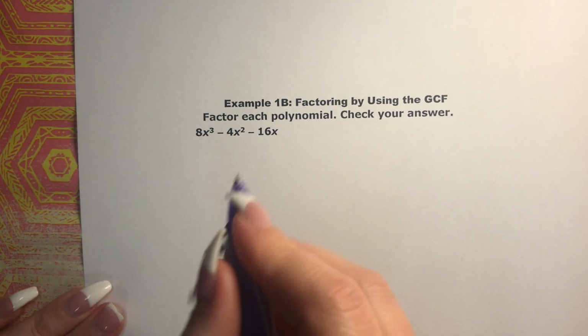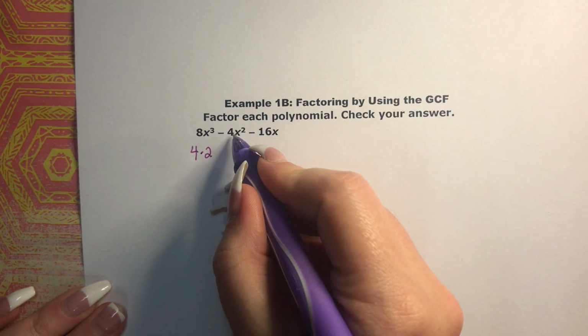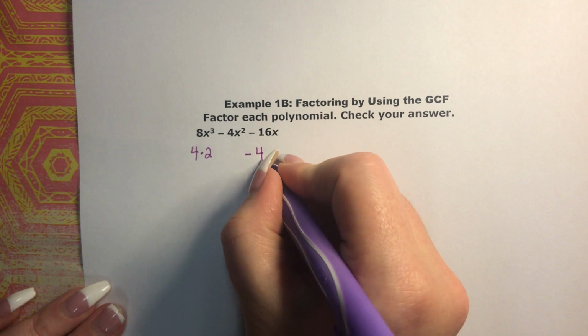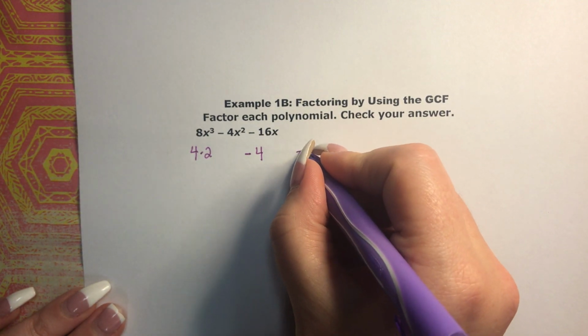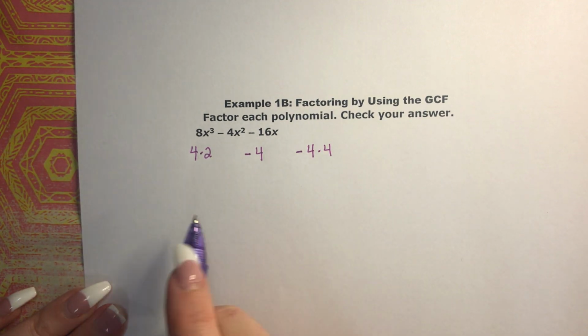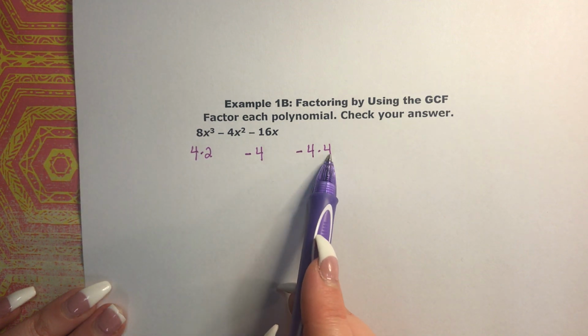So I'm gonna rewrite this 8 as 4 times 2, and then this is just negative 4. And then 16 is gonna be 4 times 4. So I'm gonna write negative 4 times 4, okay? So I just did the numbers, like 4 times 2 is 8. 4 is just 4, and 4 times 4 is 16.